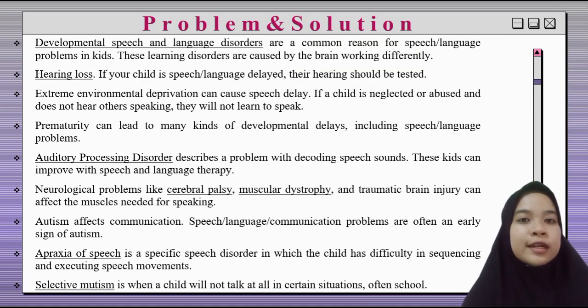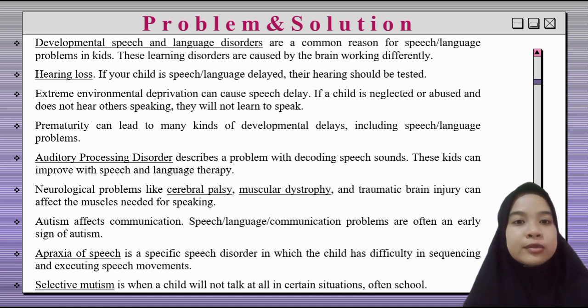Let me go into the other point, problems and solutions of language development. The first is problems. Developmental speech and language disorder is a common reason for speech or language problems in kids. These learning disorders are caused by the brain working differently. Next, hearing loss. If your child is speech or language delayed, their hearing should be tested. Extreme environmental deprivation may cause delay. If a child is neglected or abused and does not hear others speaking, they will not learn to speak.